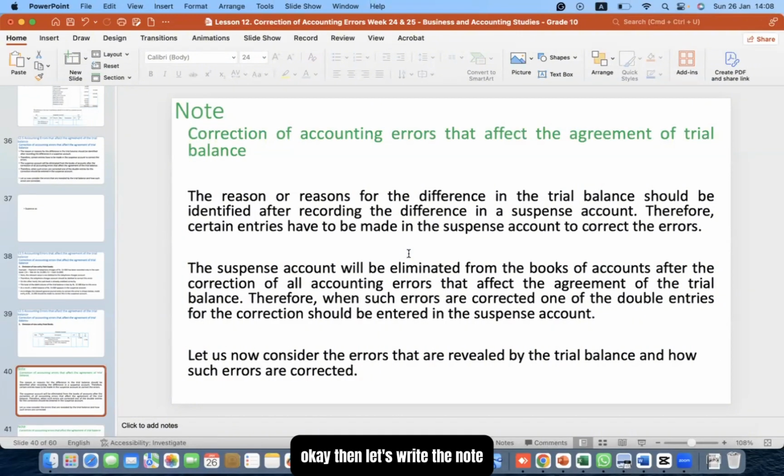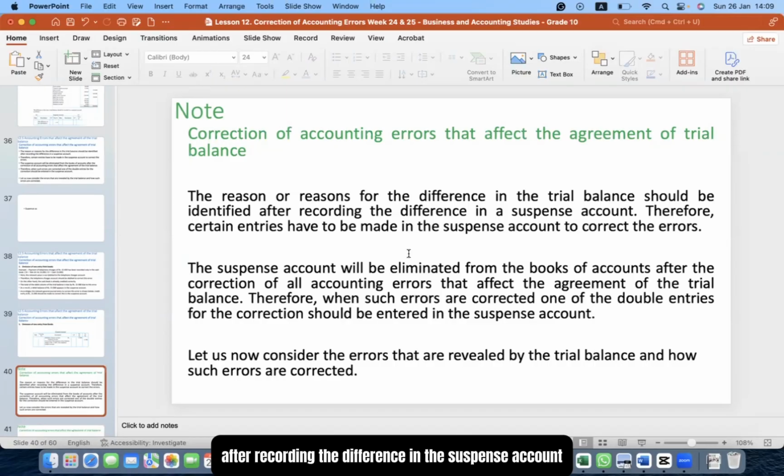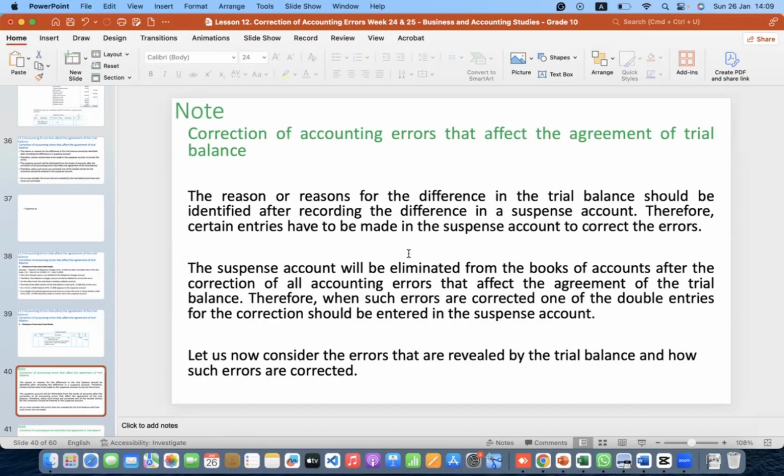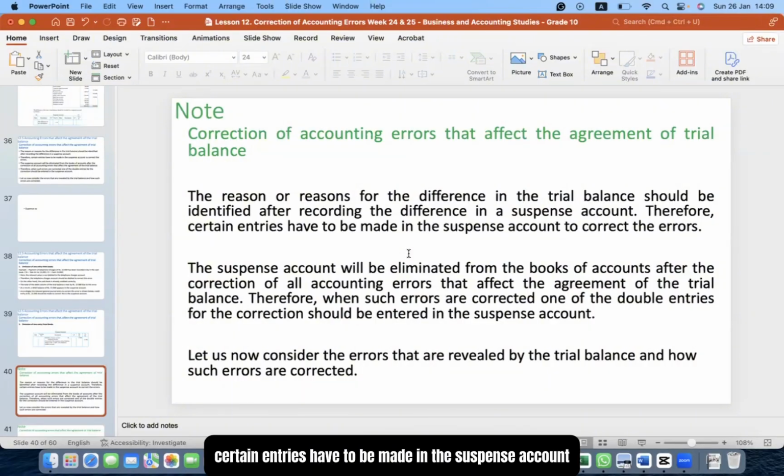Okay, then let's write the note. Correction of accounting errors that affect the agreement of the trial balance. The reason or reasons for the difference in the trial balance should be identified after recording the difference in the suspense account. Therefore, certain entries have to be made in the suspense account to correct the errors. The suspense account will be eliminated from the books of account after correction of all accounting errors.